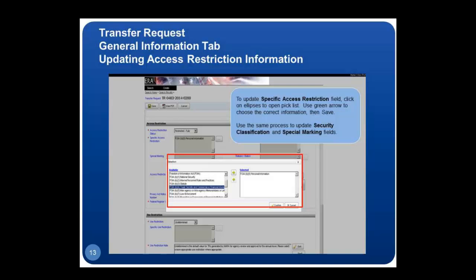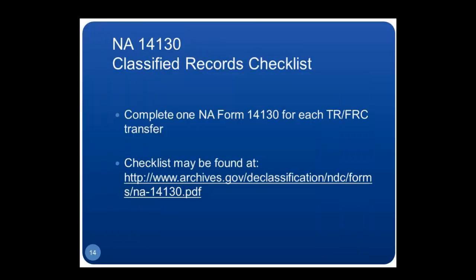Okay. Oh, by the way, there's another video FAQ, one of the new ones. Number 3 is on the topic, how to identify classified records on a transfer request in ERA. So, that talks about the checklist.